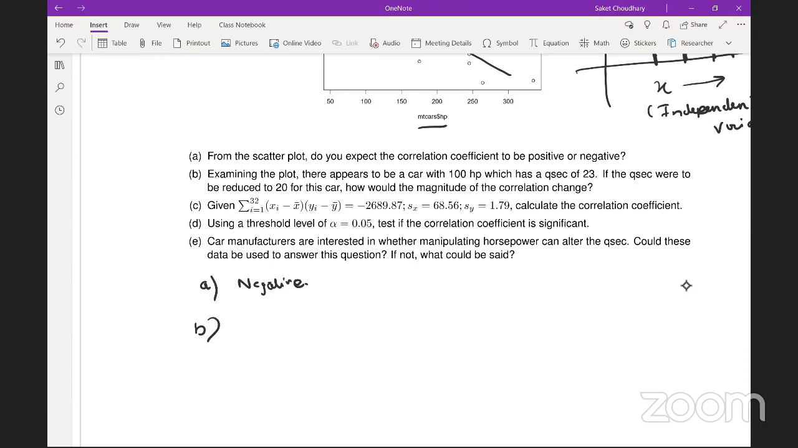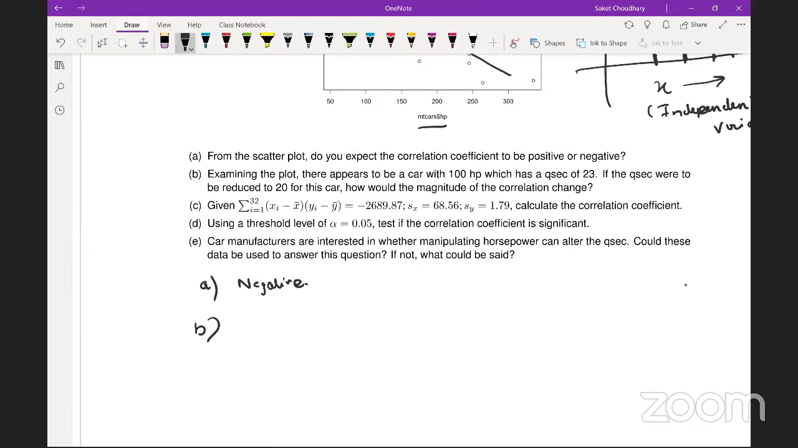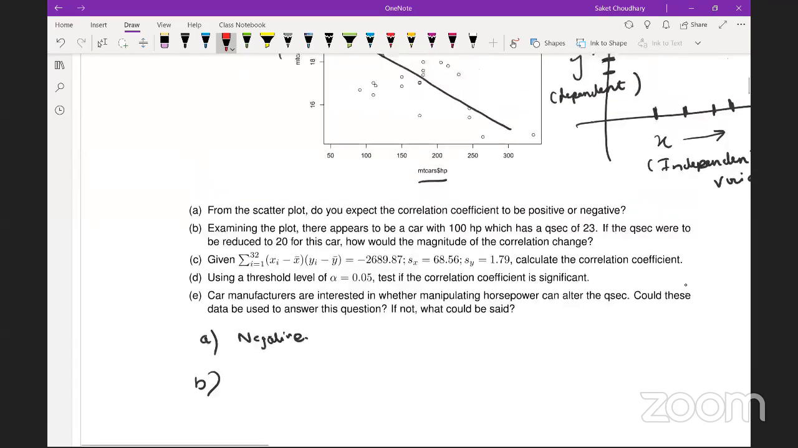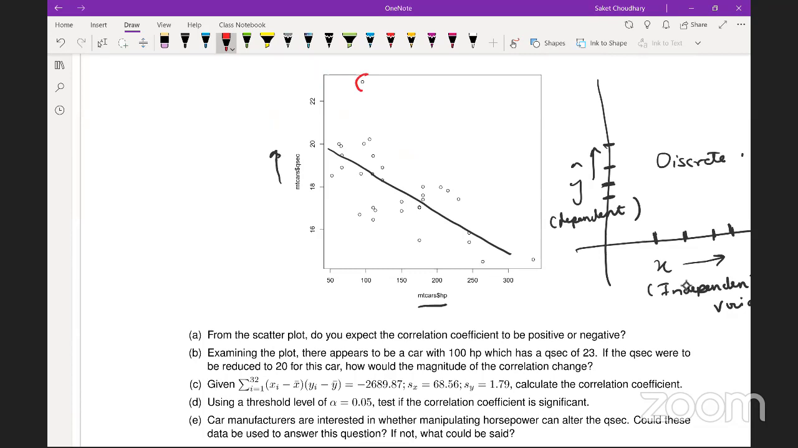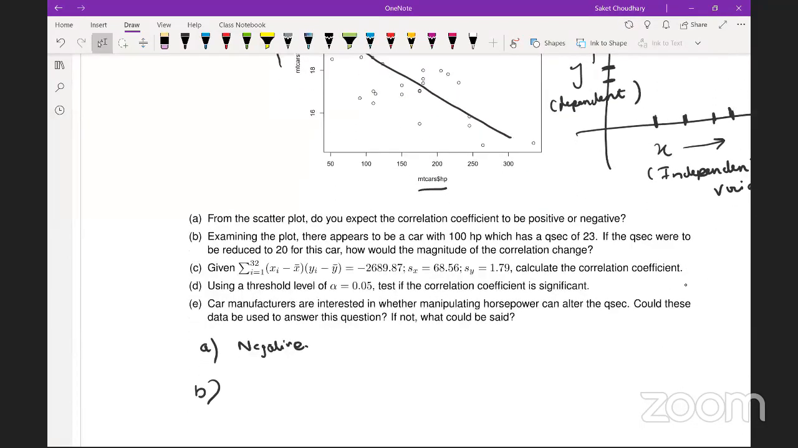The next problem asks us to calculate if the point which has 100 horsepower, which has a Q-sec of 23, which happens to be this point here. If I were to delete this point, why am I deleting? That's just because this appears to be an outlier. So if I delete this point and instead add a new point somewhere around this, because I'm reducing the value to be 20, this is your new point, then what would happen to the magnitude of the correlation change?